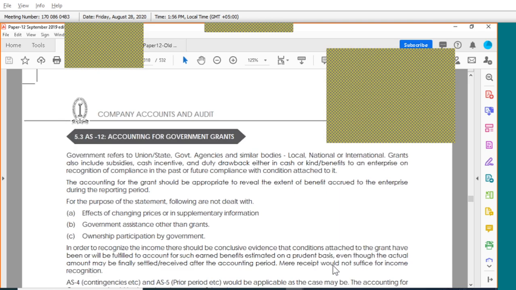Existing only, AS only. Existing AS or Ind AS? Both, not Ind AS. Okay, existing. Why existing? Why not Ind AS? Ind AS we will study in final. Where is it given like that? Actually, institute notification is there.